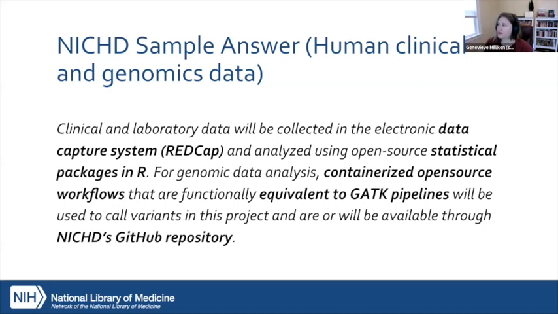For genomic data analysis, containerized open source workflows. So they're using some type of container. So this could be a Docker file that encapsulates a data analysis workflow with all its dependencies already included. That are functionally equivalent to a GATK pipeline will be used to call variants in this project and are or will be available through the NICHD's GitHub repository. So we're seeing another use of Git as a platform for sharing code.